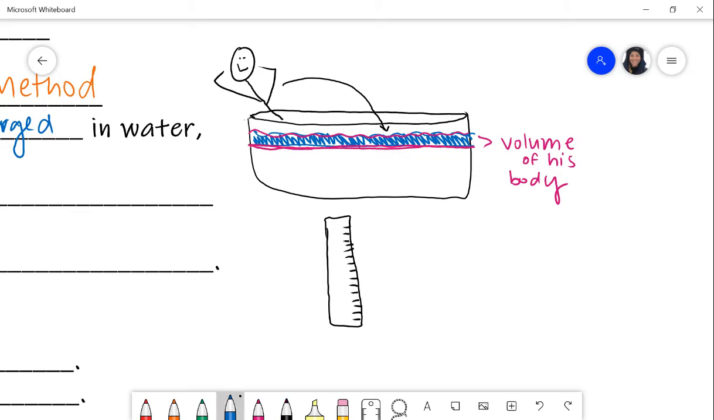Graduated cylinder maybe is here with water to start. When we add, let's say, an M&M, the volume of the water is going to rise a little bit. Maybe it's up here now. This distance right here is the exact volume of the M&M. That's called the water displacement method.